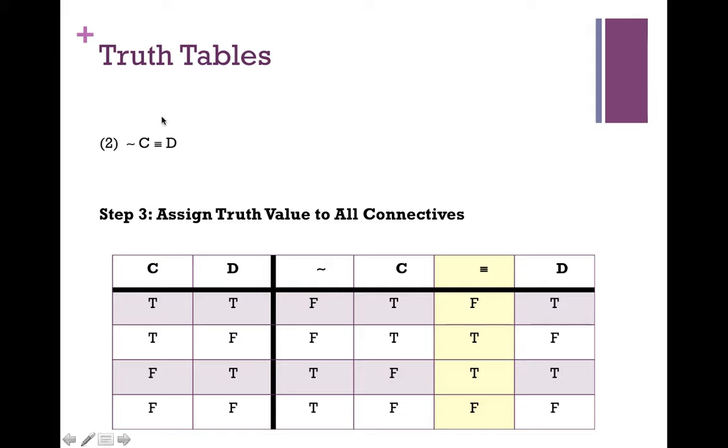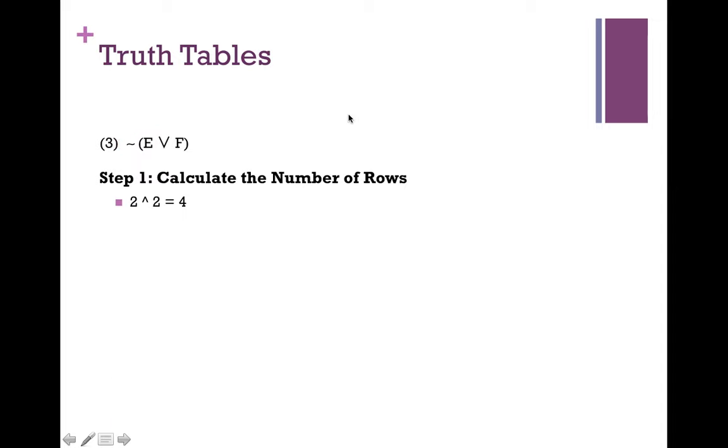So when is this proposition right here, not C if and only if D, true? It's true just in case C is true and D is false, or C is false and D is true. Those two conditions are the only time this proposition is going to be true. All right, moving right along. We'll speed through these a little bit quicker. I'm doing the first ones a little slowly.